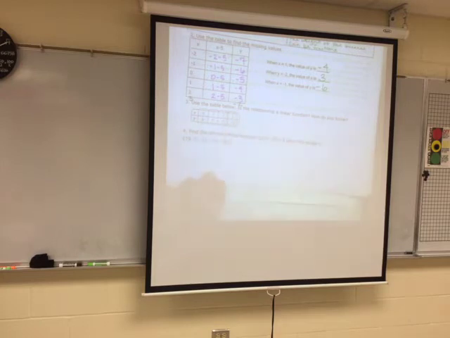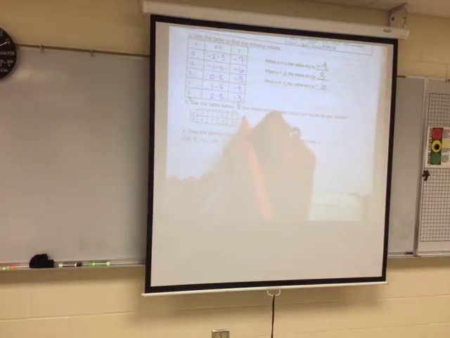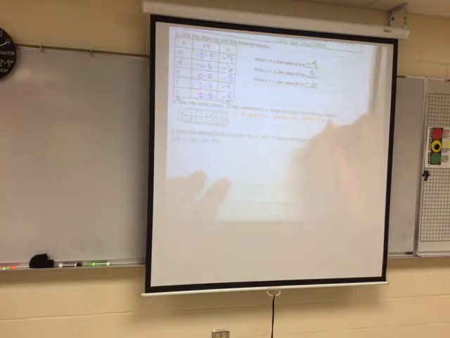First of all, is this a function? Yes, why? The x's don't repeat. So I can say a function because the x's don't repeat. Perfect. All right, now I want to know, is it a linear function?